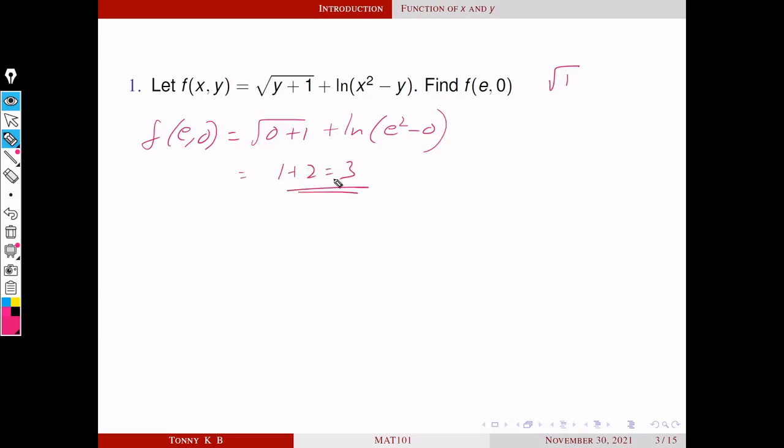So this is the unique value corresponding to this particular choice of x and y. If we choose x as e and y as 0, then f gives a unique value, that is 3. Okay, that's the idea of a two variable function. Similarly, we can extend this concept to n number of variables. Yes, the answer is 3.